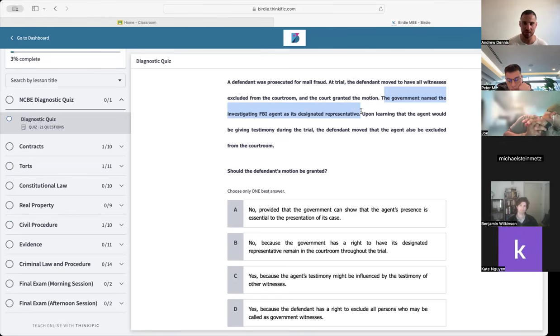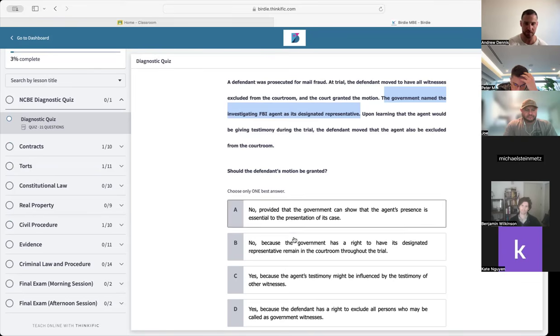Upon learning that the agent would be giving testimony during the trial, the defendant moved that the agent also be excluded from the courtroom. Should the defendant's motion be granted? A: No, provided the government can show that the agent's presence is essential to the presentation of its case. B: No, because the government has a right to have its designated representative remain in the courtroom throughout the trial. C: Yes, because the agent's testimony might be influenced by the testimony of other witnesses. D: Yes, because the defendant has a right to exclude all persons who may be called as government witnesses.